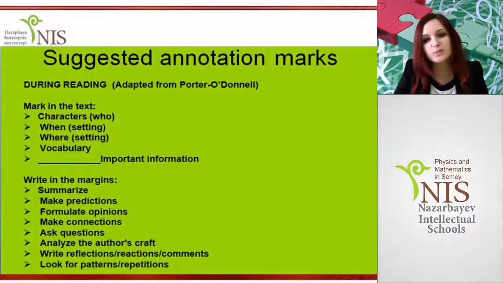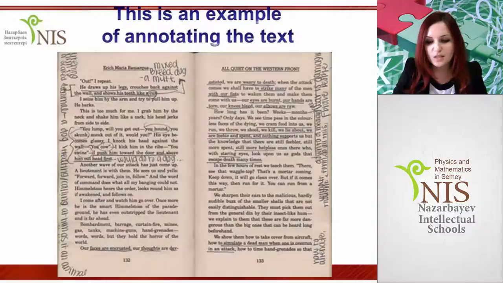During your reading, you can mark in the text characters, who they are, the setting, when and where, then the vocabulary which you do not know, and some information which you think is important for you. In the margins, you can summarize, make predictions, formulate opinions, make connections, ask questions, analyze the author's craft, write reflections, reactions, or comments, and look for patterns of repetition. Here you can see an example of annotating the text. You can see that the reader writes in the text and in the margins.